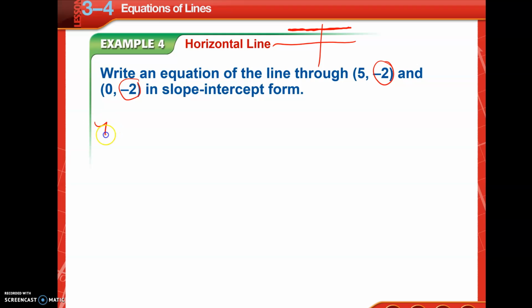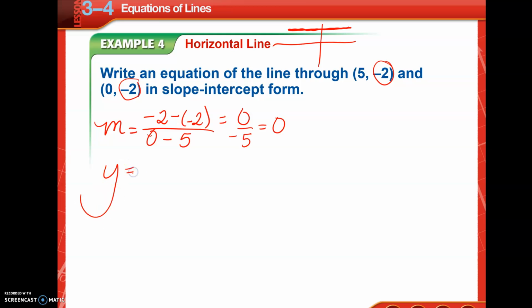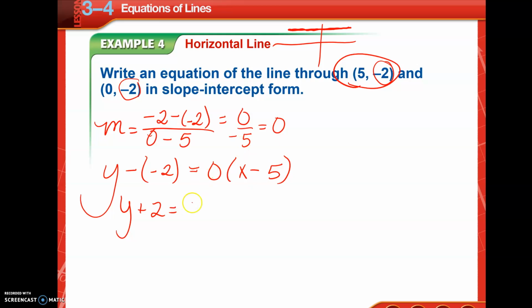So I find again my slope. My slope would be change in y, so negative 2 minus a negative 2, over change in x, 0 minus 5. So I get 0 over negative 5, which equals 0. Put in my point slope form. So y minus, I'm going to use this point here, a negative 2. Again, it could be this. If you recognize that as a y-intercept, that would be really easy. But let's say we don't. x minus 5. y plus 2 equals anything times 0, which is 0.